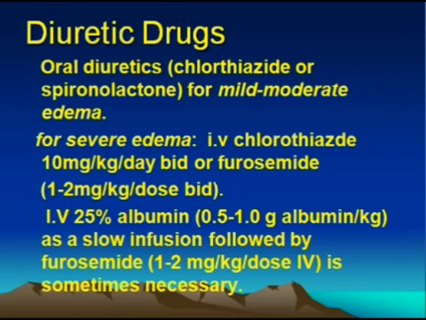Diuretics. Oral diuretics, chlorothiazide or spironolactone, for mild to moderate edema. For severe edema, we can use intravenous chlorothiazide, 10 mg per kg per day BID, or furosemide 1 to 2 mg per kg per dose BID. And in severe cases, we can use intravenous 25% albumin, 0.5 to 1 gram albumin per kg, as a slow infusion, followed by furosemide 1 to 2 mg per kg per dose intravenously to avoid hypervolemia.